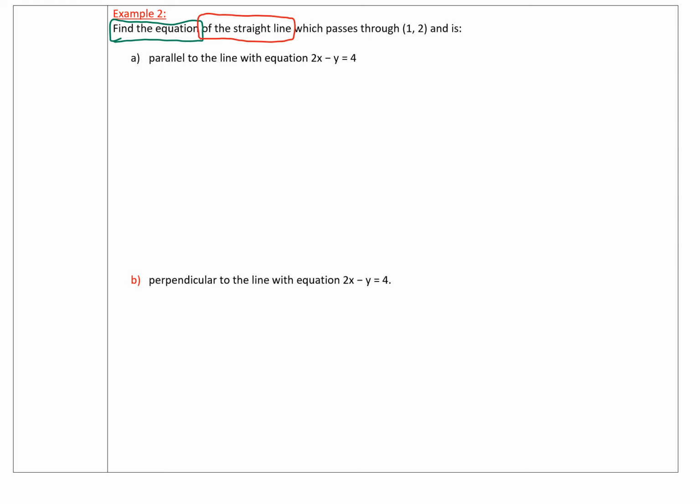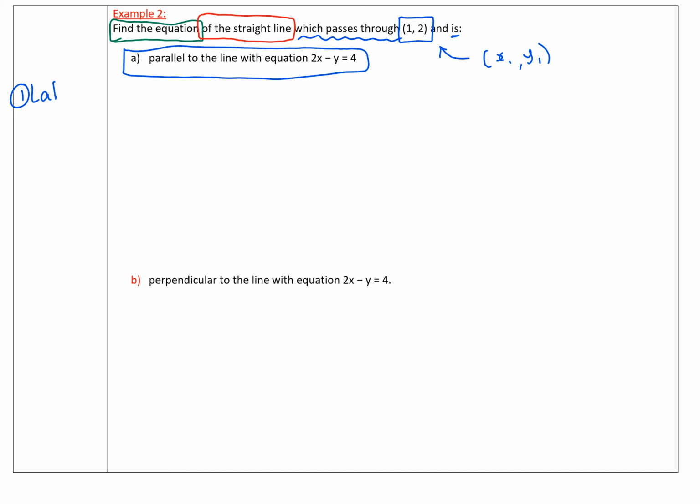Again, we get that really important phrase, which passes through. So this is the phrase that tells us always the context that we need to answer the question. Well, you may remember from 1g that this is our point x1, y1. The second part here, though, doesn't just give us a gradient. It says that it passes through 1, 2, and it's parallel to the line 2x minus y equals 4. So it isn't exactly that line, but it's parallel to that line. So the first thing, before we can label what we have, we need to find our gradient.